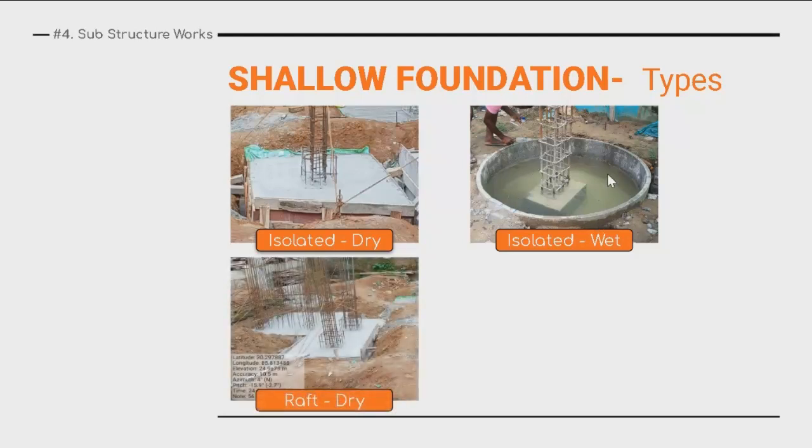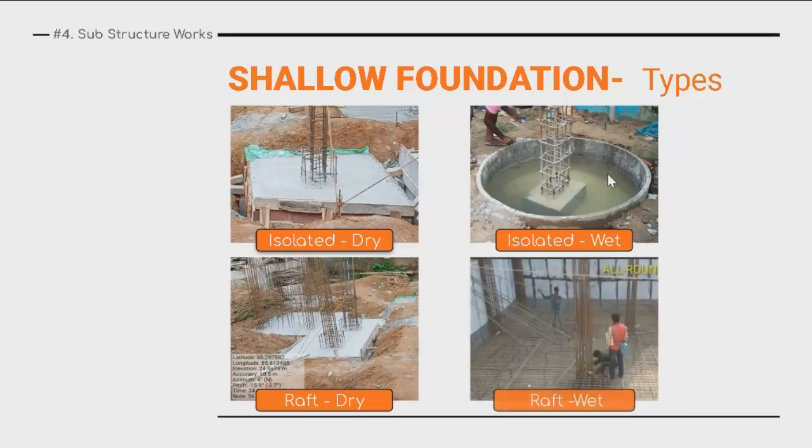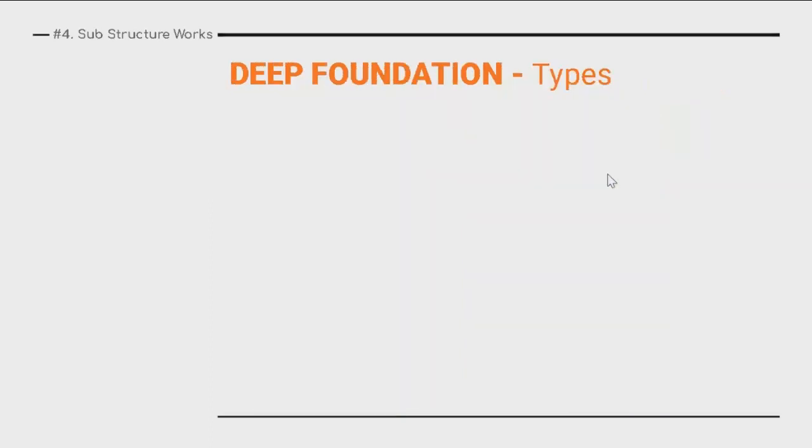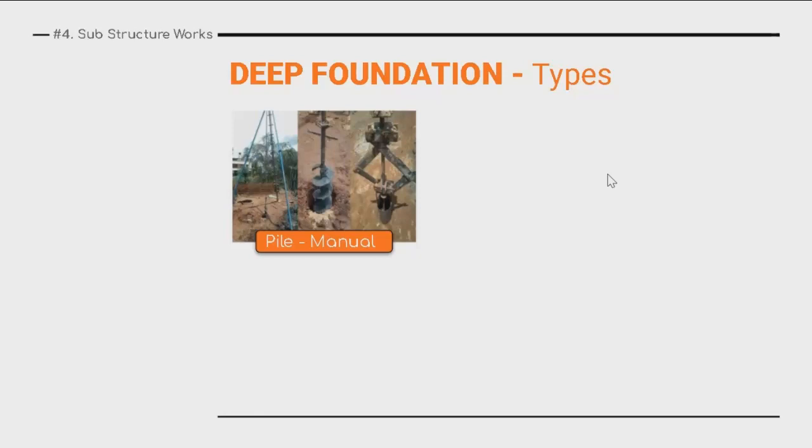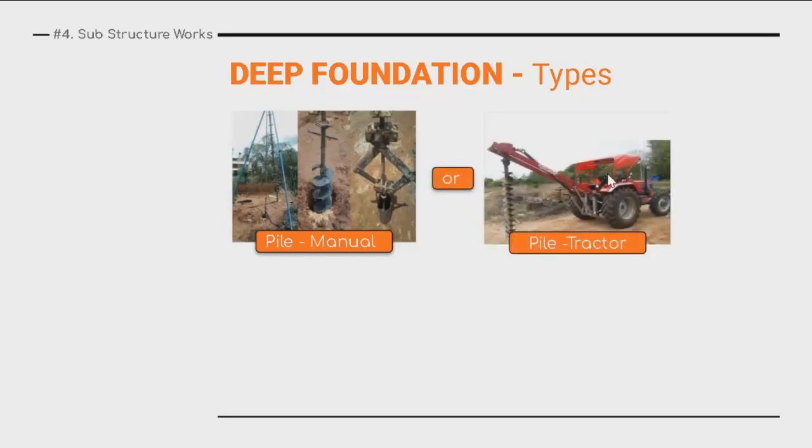And for raft we have a dry condition. You can see the output, and this is a raft in wet condition. Basically continuous dewatering is being done in the background, right? So in case of deep foundation we are using this auger boring. This is a manual process, and we have another process, that is pile tractor. This is quicker if you have a very good pathway so that the tractor can come to the source of the pile, then you can have this operation done at your site.